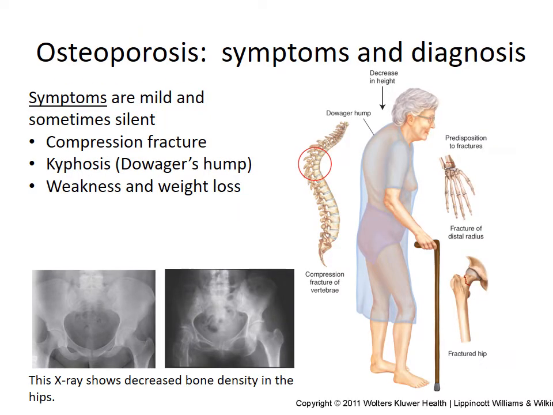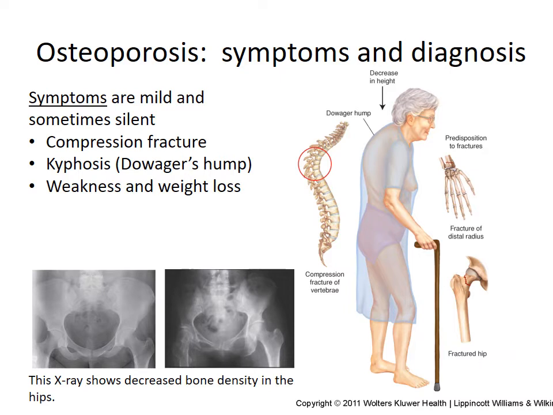All right, so what does this look like? Here's our lady with osteoporosis here, and we can see a couple of things. Number one, she may have a decrease in height. Part of that's just compression of the intervertebral discs, but part of it is this dowager's hump, as it's called, this kyphosis or bending of the back in this way. And she is going to be at much increased risk of fractures, particularly in the hip and in the radius. Most of these would come from falls or compression fractures of the vertebrae.